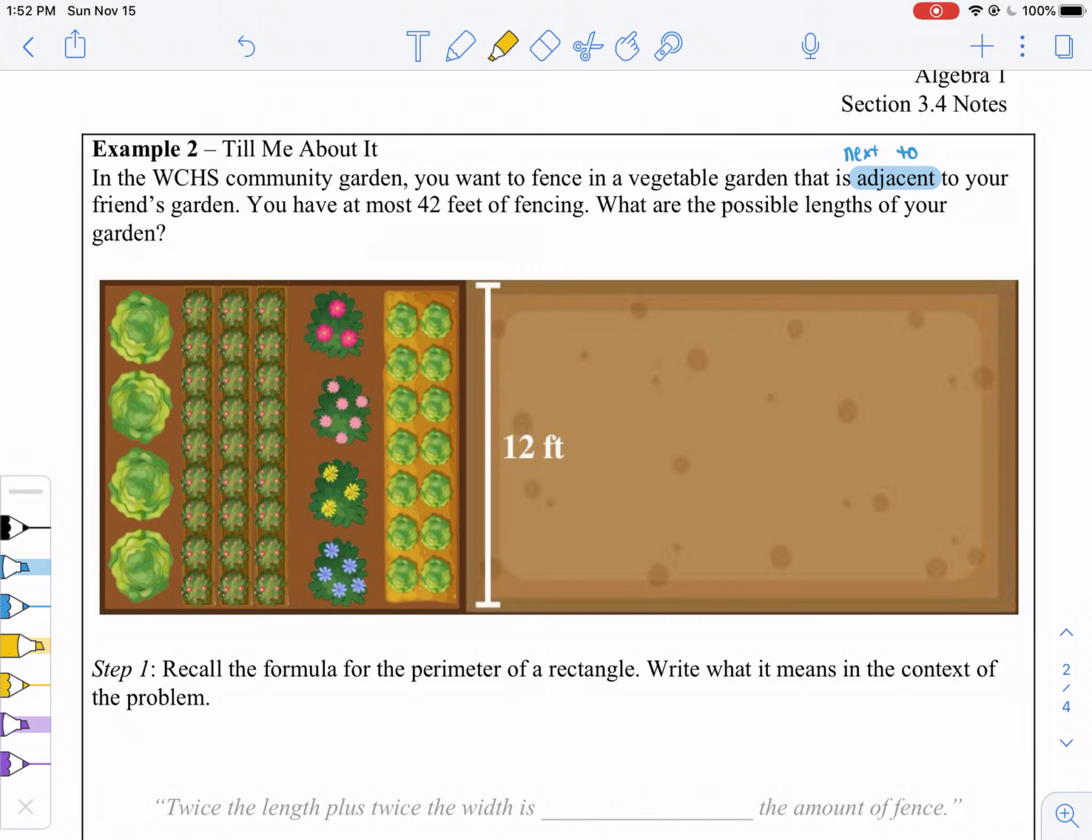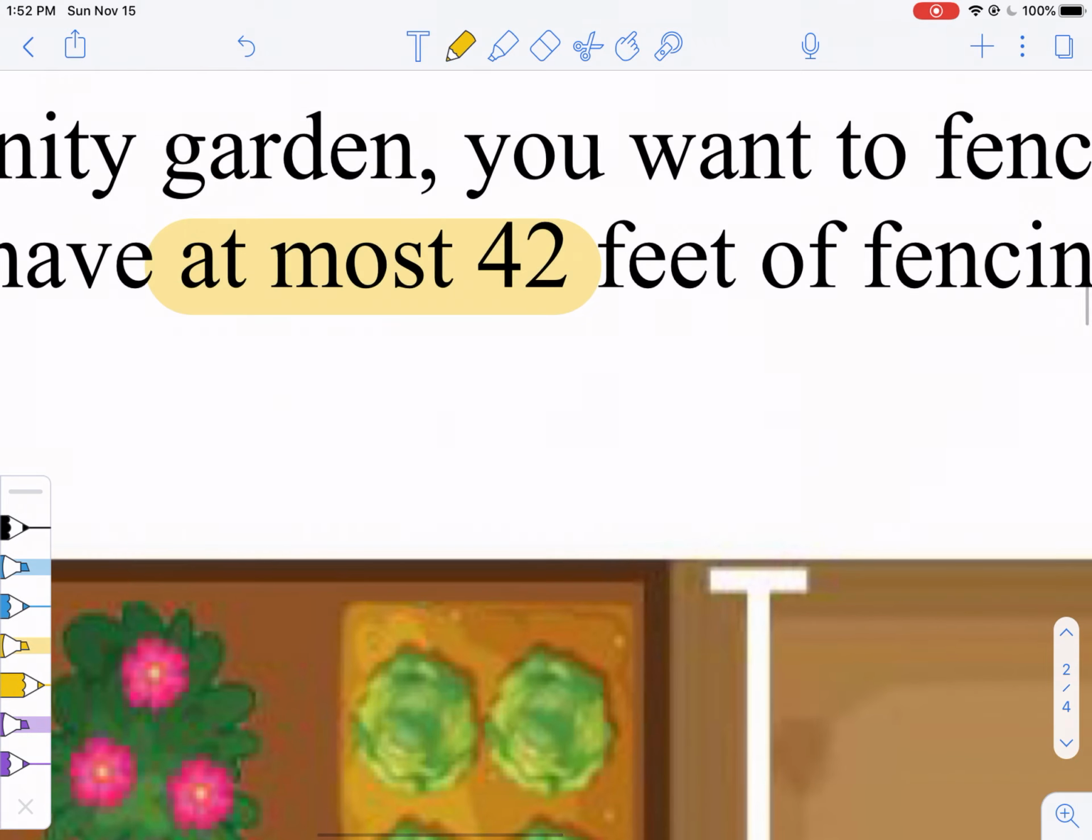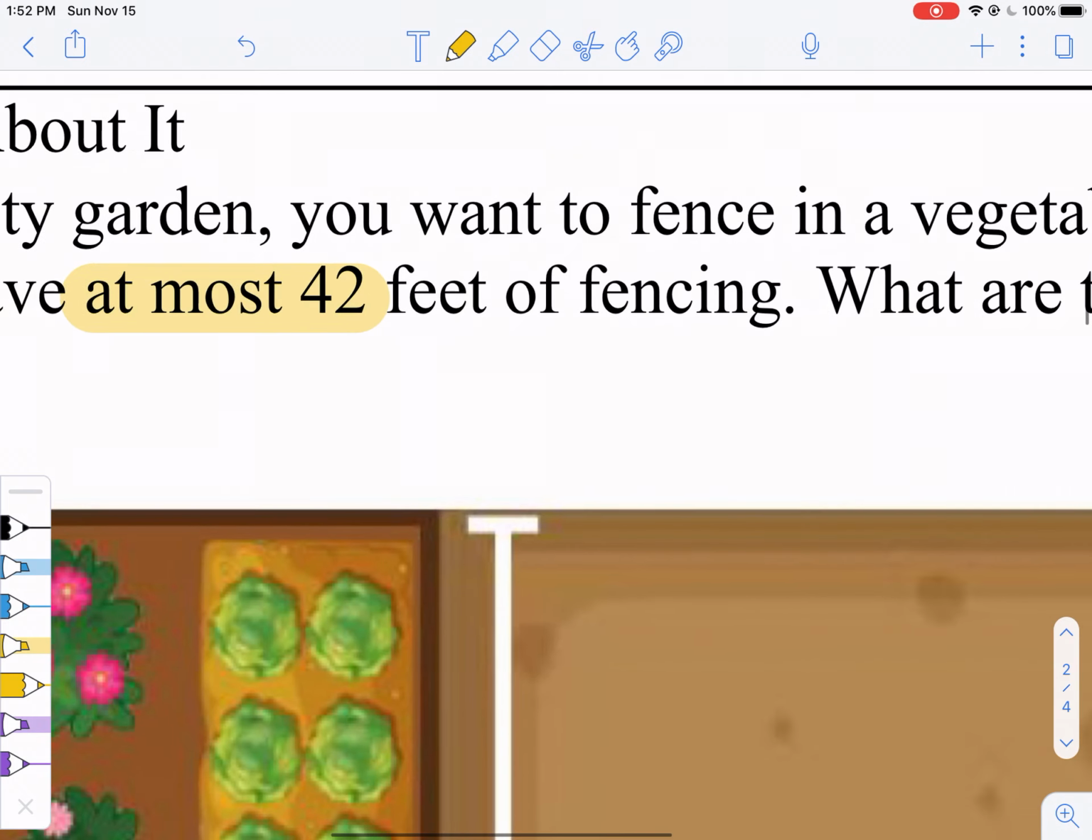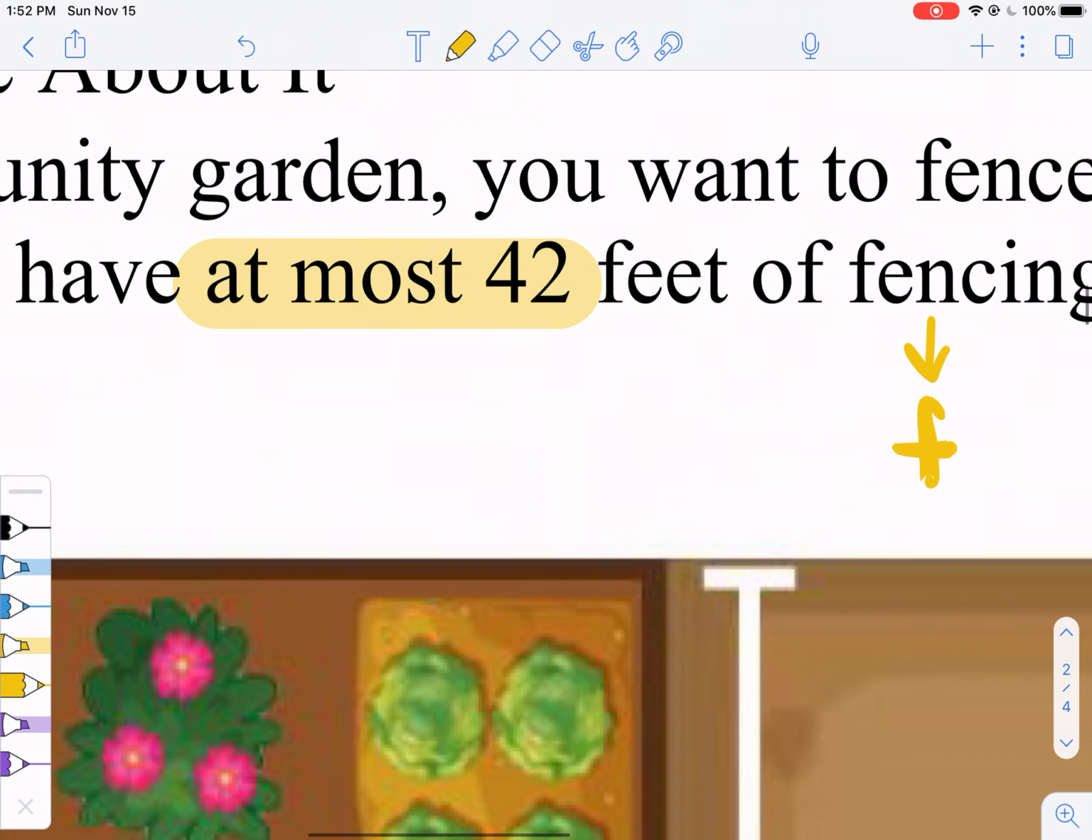Let's look at this guy right here. You have at most 42 feet. That means if F is the amount of fencing, that means F cannot be greater than 42.